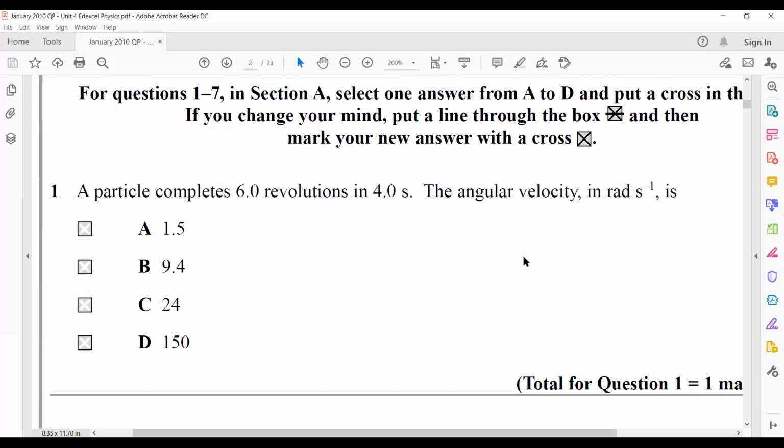What could be the answer for question 1? B is the correct answer, because the revolutions you will convert into radians. How? One revolution means 2 pi radians, so 6 revolutions will be x radians. You will convert this into radians, and then radians divided by time, you will get the angular velocity, which is in radian per second.